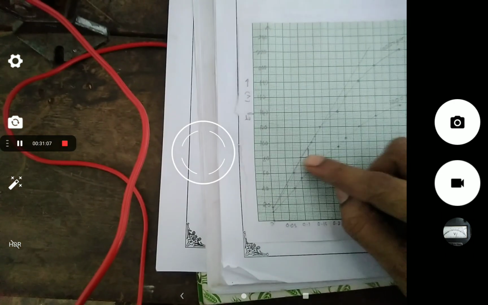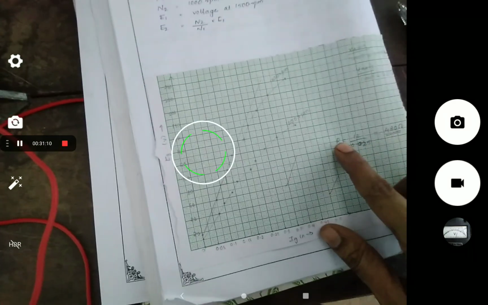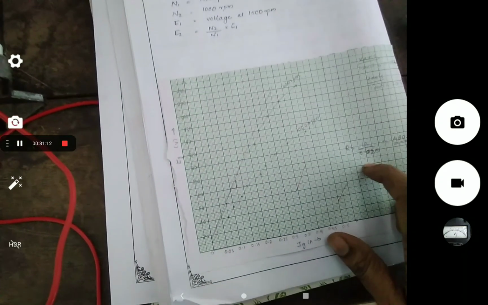Okay, by drawing a tangent, then delta V by delta I, and calculate the critical resistance by delta V by delta I. Okay, thank you.